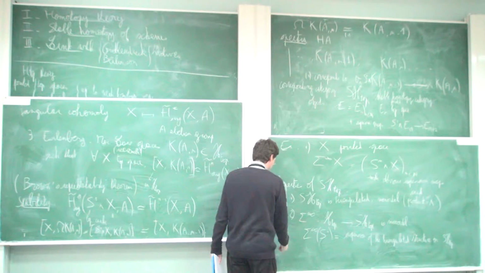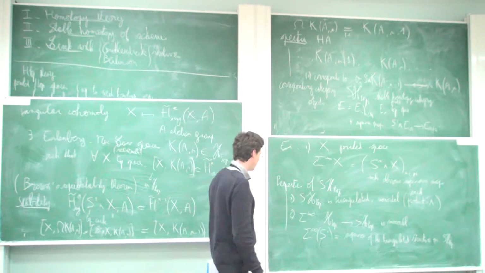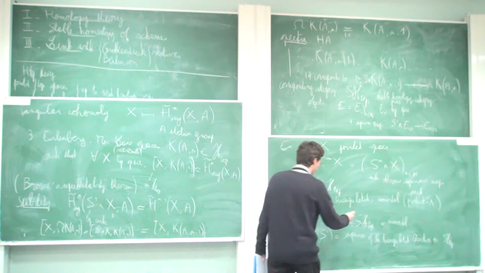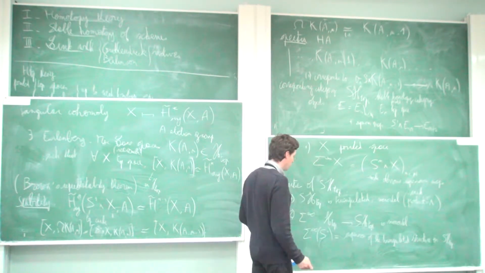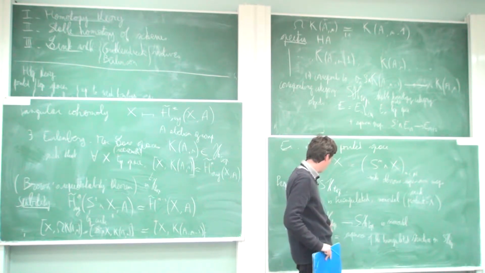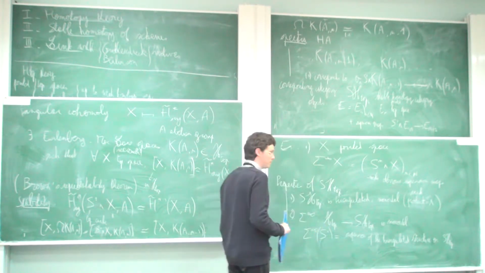These properties basically describe SH top uniquely as, let's say, the initial homotopy category which satisfies this property and is equipped with this functor.